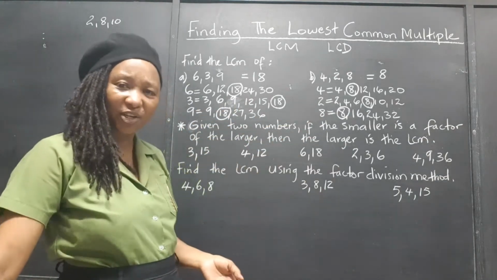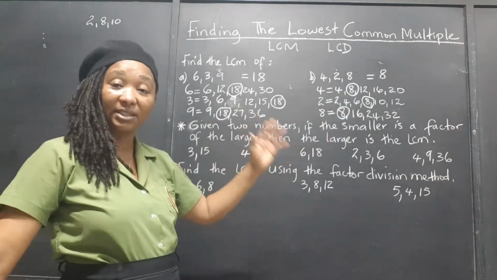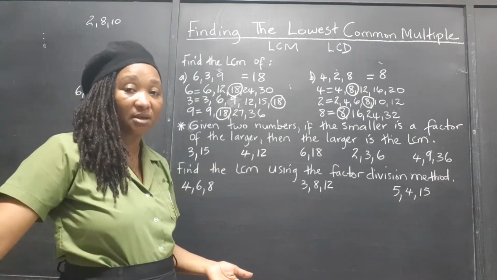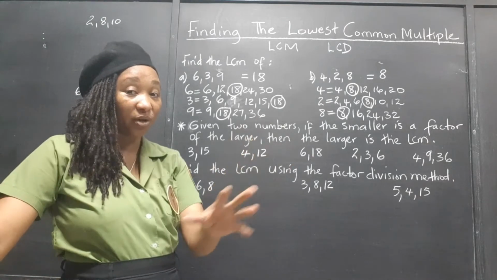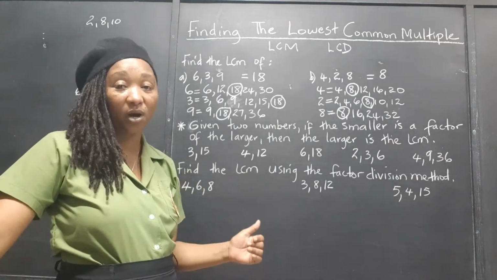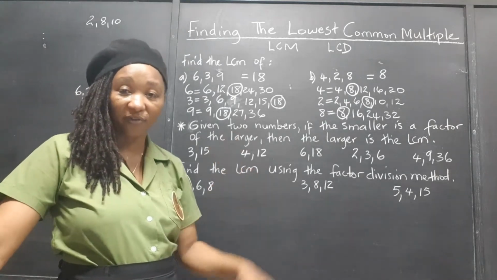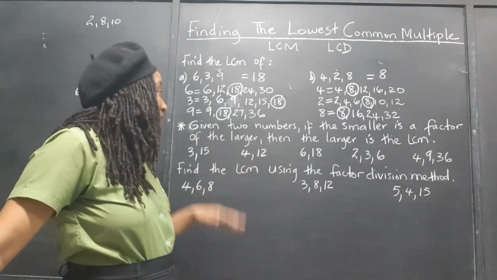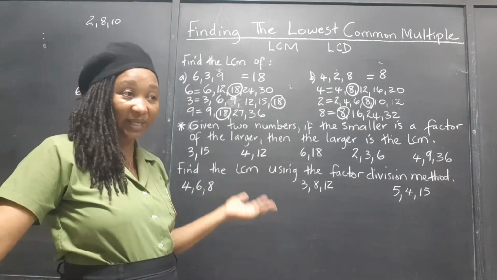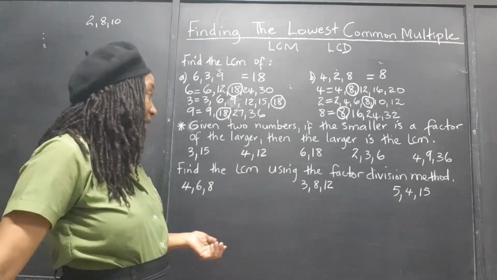It can get tedious, because sometimes you'll be listing for a long time, especially if you're given more than 3 numbers. You might be listing out the multiples for a long time until you actually find the lowest one that's common to all 3 numbers or all 4 numbers. So this one can be tedious, but it's pretty sure. If you keep listing them, you're going to find the lowest one eventually, right?